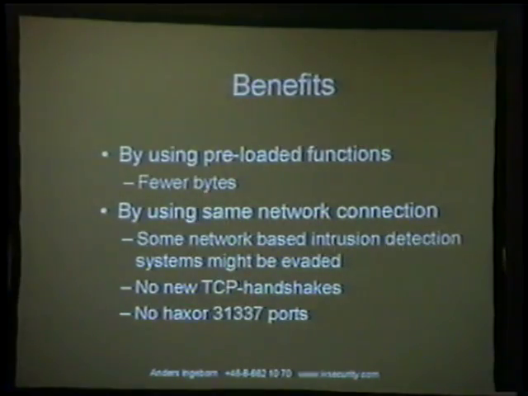Okay, so by reusing the jump table, the attacker gets the benefit of fewer bytes, and by using the same network connection and the socket descriptor, the attacker gets the benefit of evading those network-based intrusion detection systems that look for new TCP handshakes or weird XOR ports over the network.